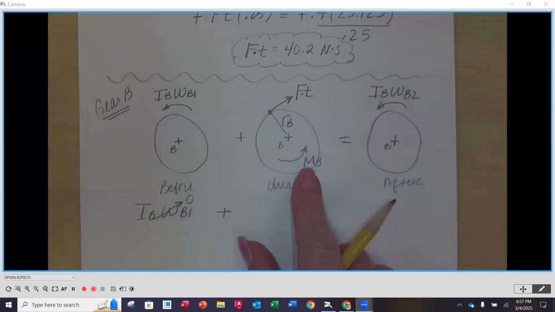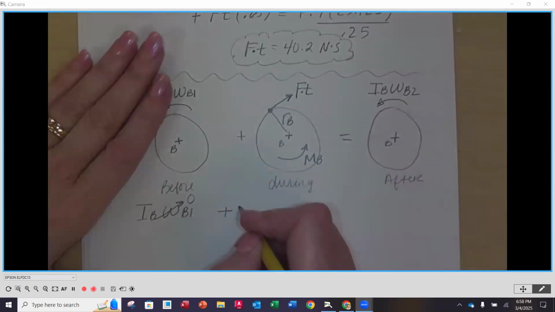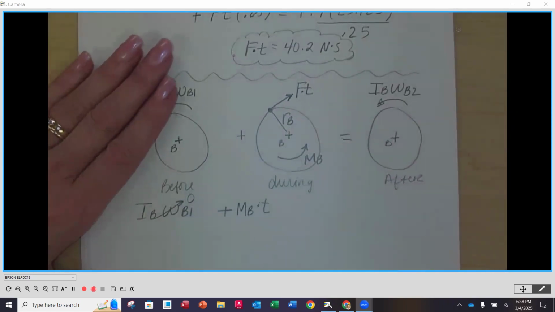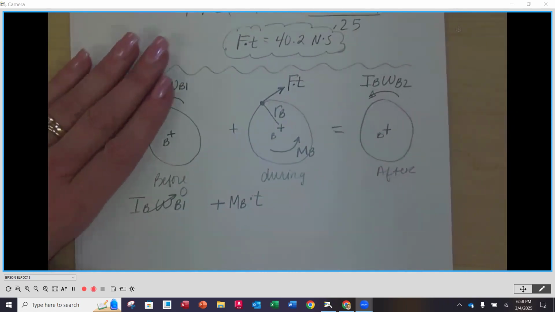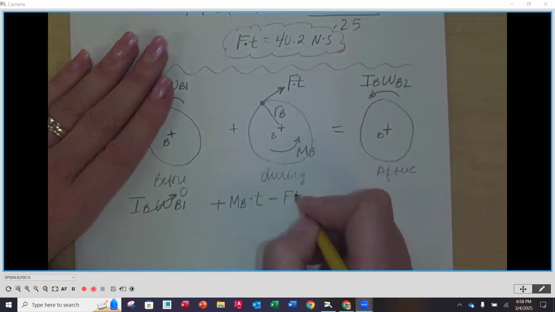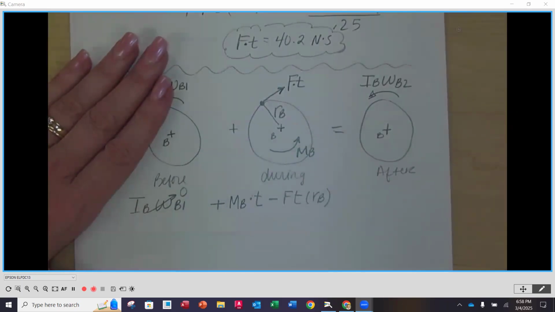Plus, we have this moment. This moment is going to be on there for a certain amount of time, so we're going to take the moment at B times the time. We have to multiply it by the time. And then we're going to subtract F times T times radius B.